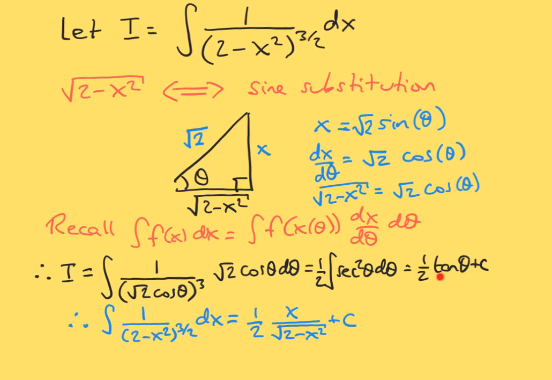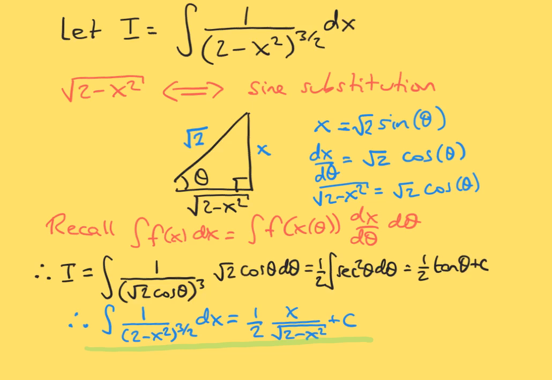And again, you could use algebra. Tangent is sine over cosine, so it is sine over the square root of 1 minus cosine squared, etc., etc. Or we just look at the triangle. Tangent is opposite over adjacent, so it is x over the square root. And don't forget the half that's sitting there in front. And that is our answer for the integral.